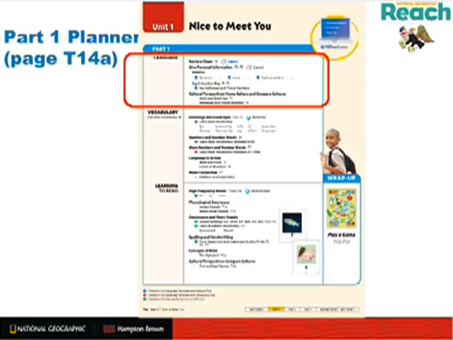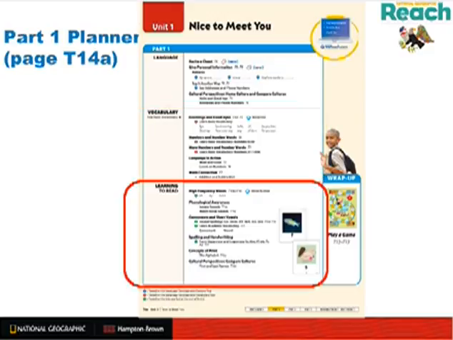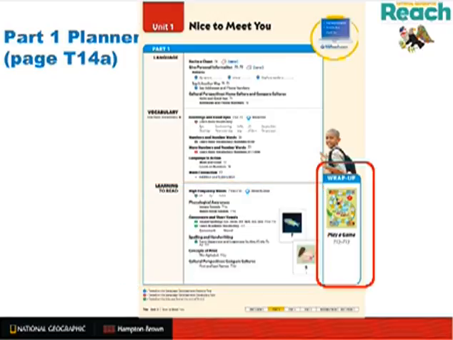First, you'll work on language skills. Then, you'll focus on building vocabulary. And finally, you'll put the skills together to build reading capacity. And finally, you'll complete a wrap-up activity to review and make sure your students are on track with the skills you've taught.